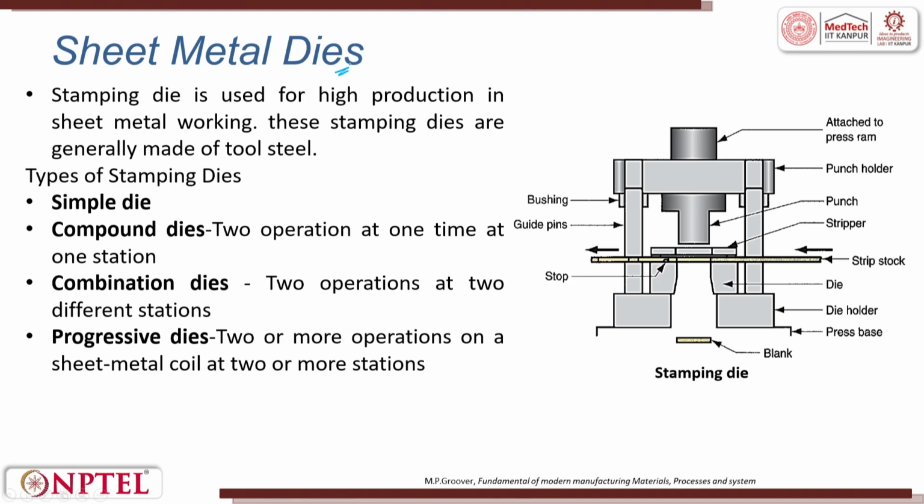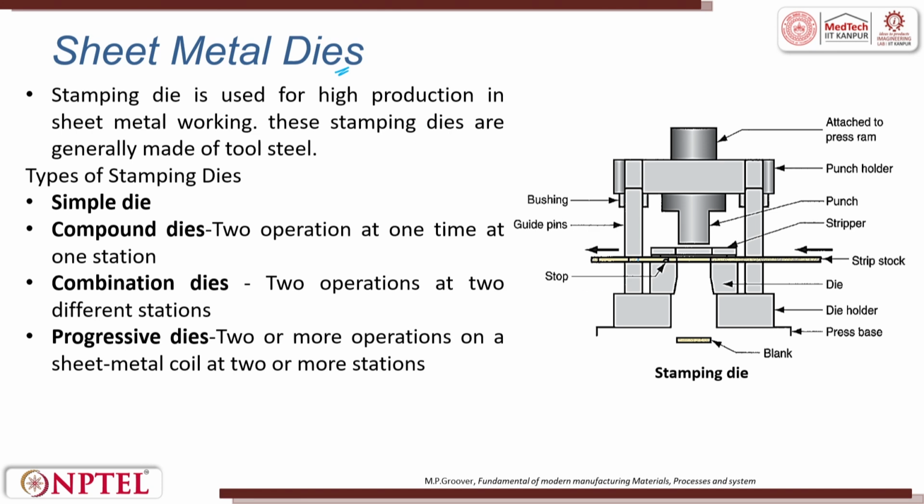Sheet metal dies. Stamping die is used for stamping. So stamping is a process. Stamping means you have a stamp, you create an emboss, or you have a stamp, you try to create a hole, a blank or a punch, right. Stamping die is used for higher production.